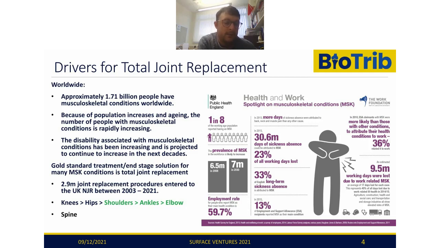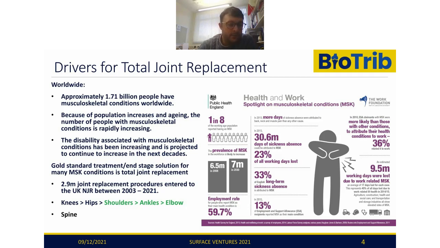So with the shifting demographic and the shifting sands in terms of the requirements of these devices, there is a need for longer-lasting joint replacement technologies that will enhance the quality of life and reduce the need for further replacement surgeries.